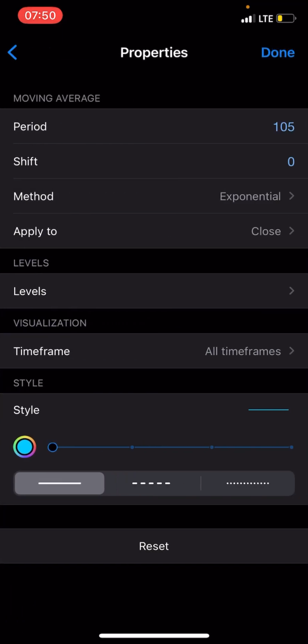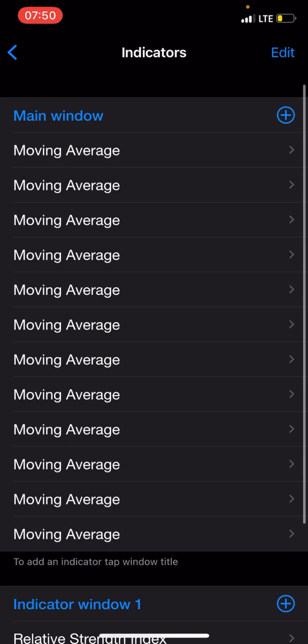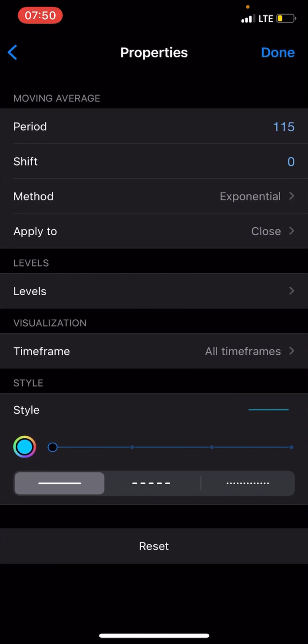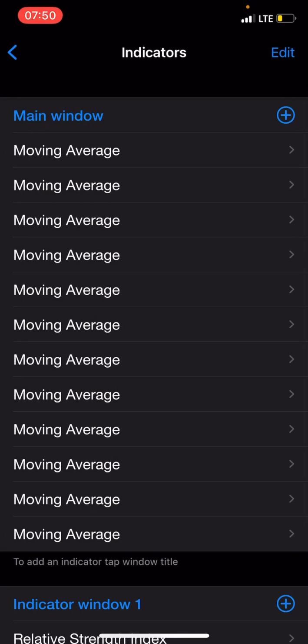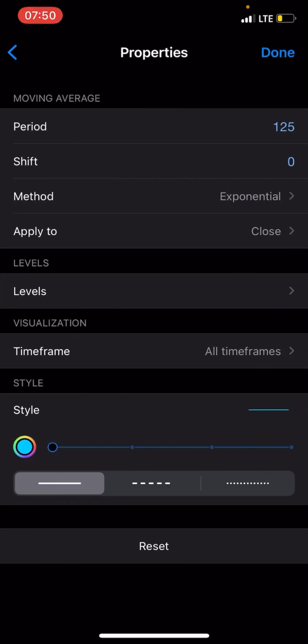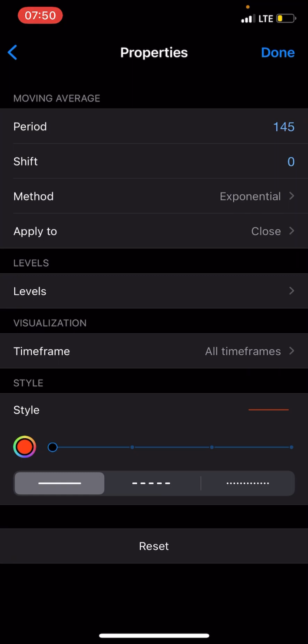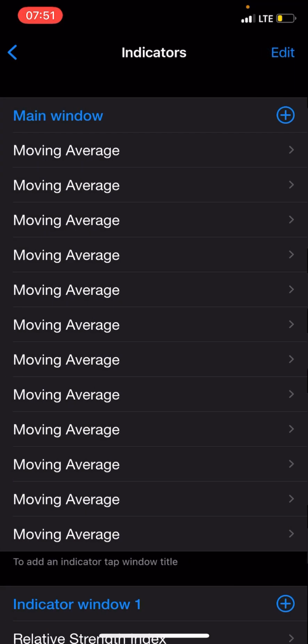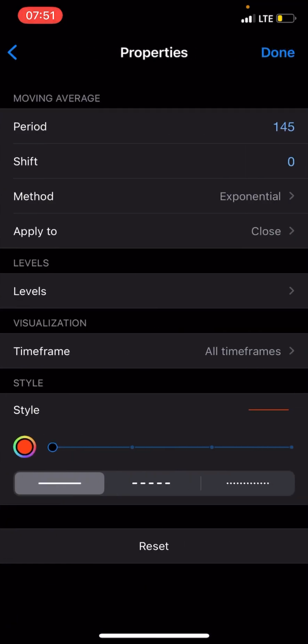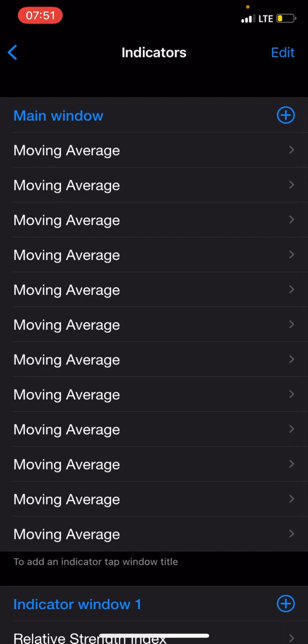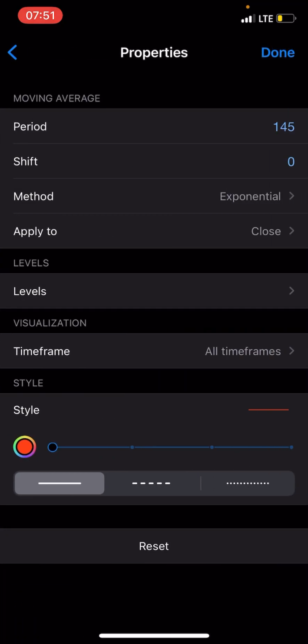The fourth one 105. The fifth is 115. The sixth is 125. The seventh is 145. Take note, the color has changed on the style, but every other thing remains the same. When you're done, you click on done. I think that was, hold on, 1 2 3 4 5 6 7. That was the 7th.